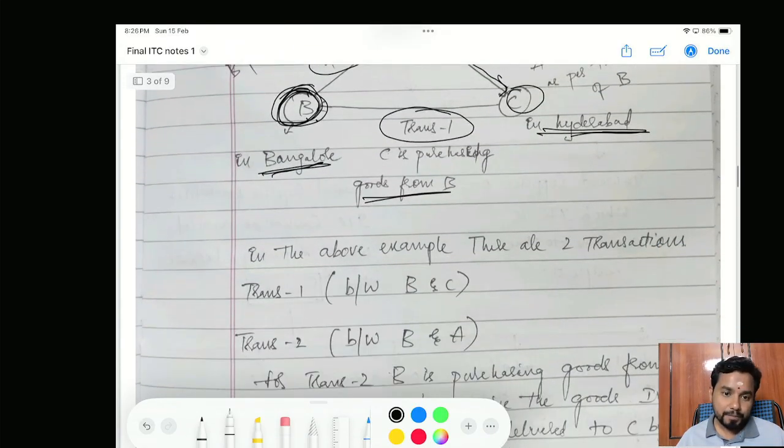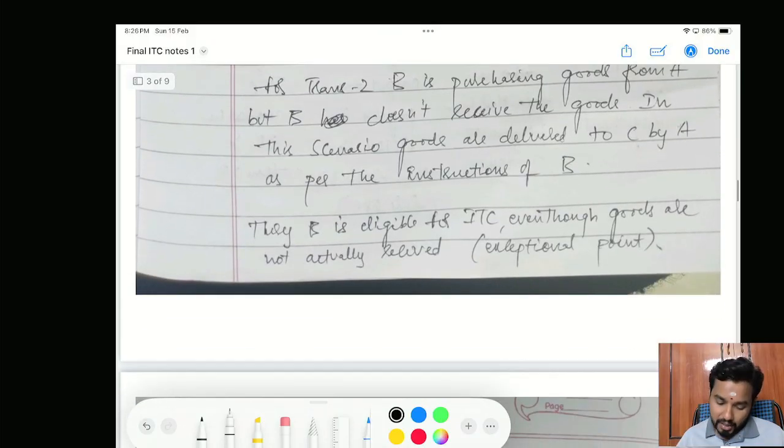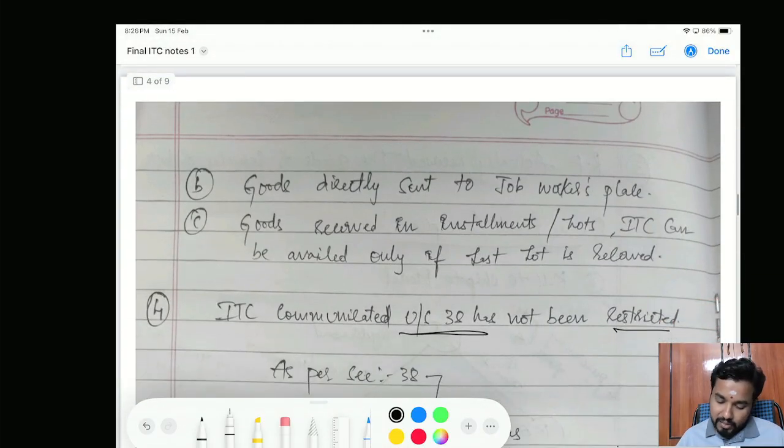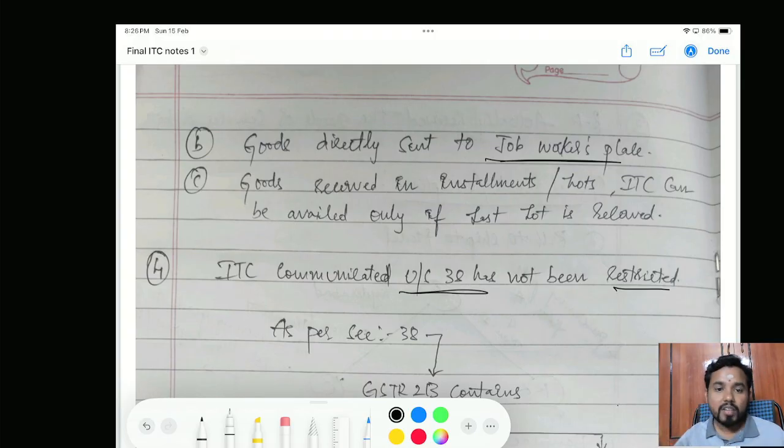Okay, right. I have already given an explanation here so that you can simply go through it. Next, other scenarios where receipt of goods is not required to avail ITC. What are the other two conditions? Goods are directly sent to the job worker's place. Sometimes a registered person will purchase goods but immediately send them to a job worker to get some job work done on them.